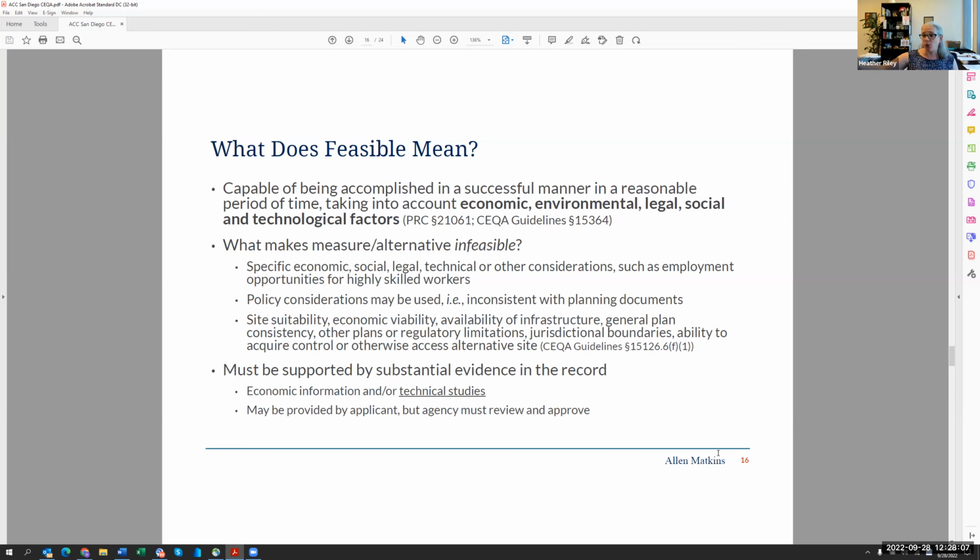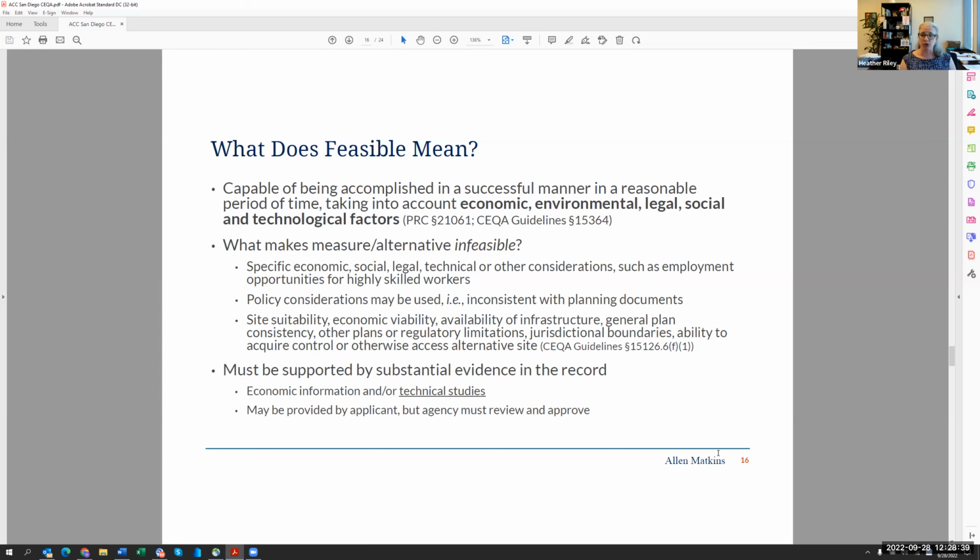My general plan says I want 50 units here. And I may impact the environment, but I need to meet my RHNA numbers. I want housing near transit. So yeah, it might cause a transportation impact. Yeah, it might put a really tall building where we have a bunch of 2-story buildings today. I'm okay with that. It's infeasible to pick this alternative because I can't take 10 units here. It's just, my policy, my planning documents say I need to maximize development in this location.